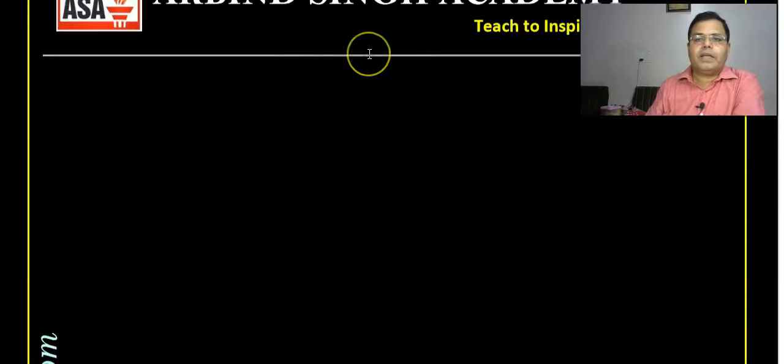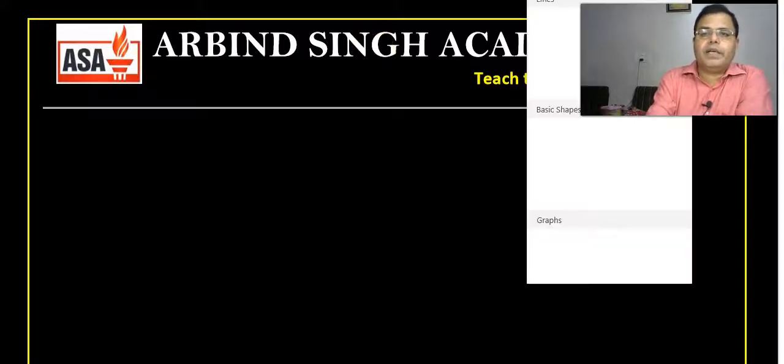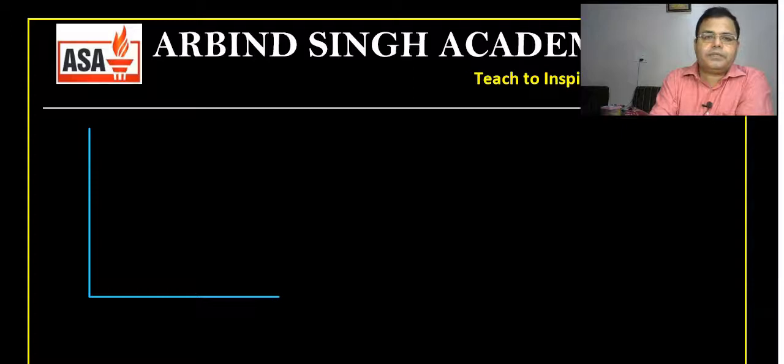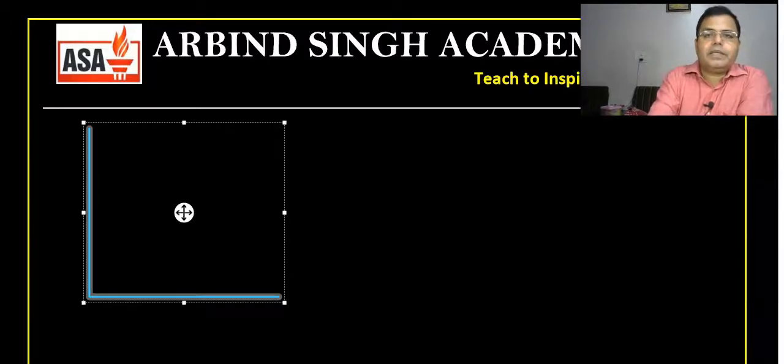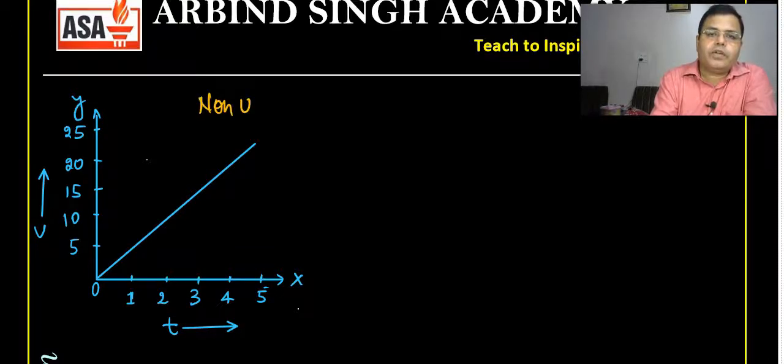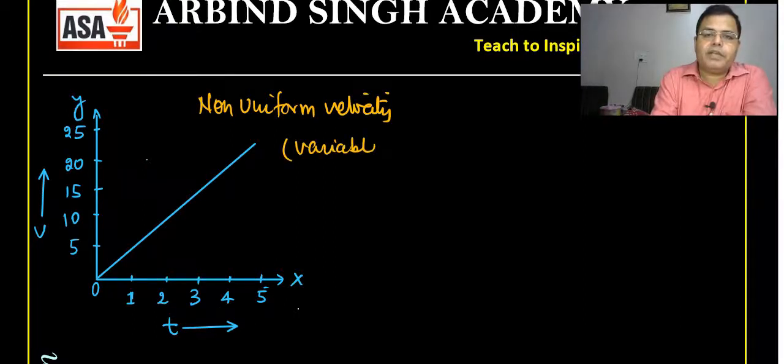Now some other graphs also represent non-uniform velocity. In a velocity-time graph, say this is the y-axis and this is the x-axis. If you find the velocity after 1 second is 5 meter per second, after 2 seconds 10 meter per second, after 3 seconds 15 meter per second, after 4 seconds 20 meter per second, and after 5 seconds it is 25 meter per second. Velocity is increasing with increasing time, so this represents a velocity-time graph of non-uniform velocity. Velocity is changing, or variable velocity. This represents variable velocity.